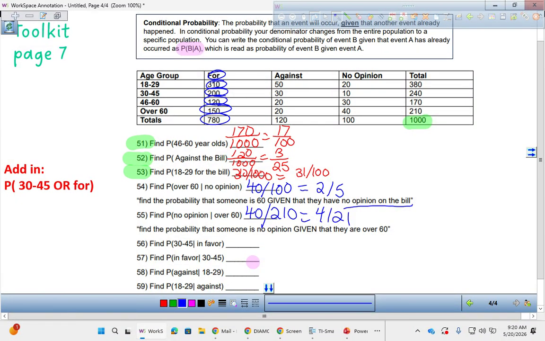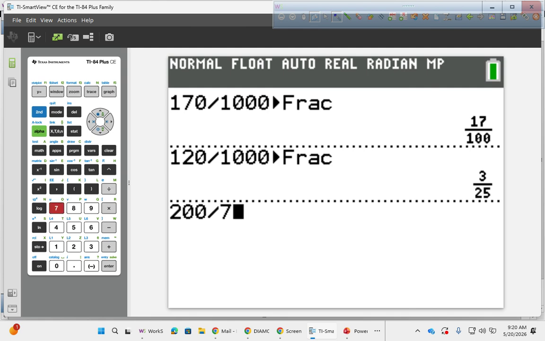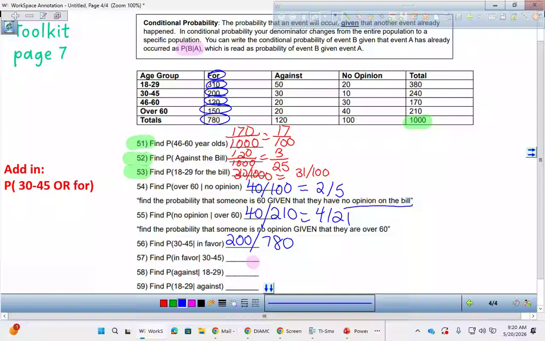Now that the condition is met, let's look at the first category. How many of those people are 30 to 45? So I just look at that category of the circled numbers, and that's 200. But my denominator is not the entire population anymore. It's only the people that are for the bill. So I'm using the total from this category. So 200 divided by 780, enter, enter, 10 out of 31.